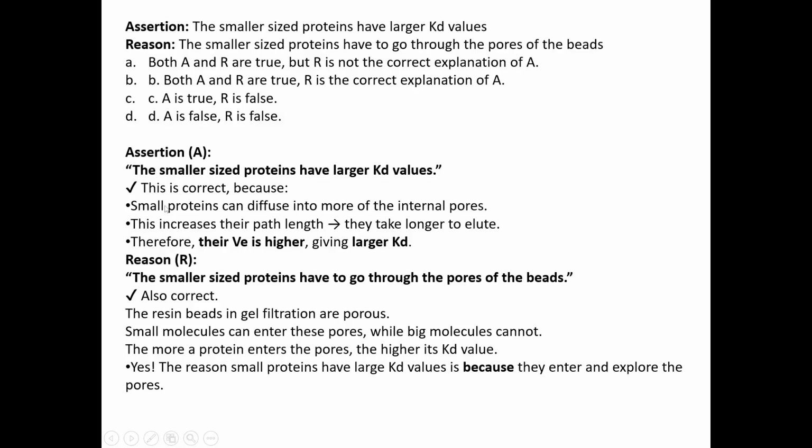So the small proteins can diffuse more into the internal pores, and this increases the path length and they take longer to elute. Therefore, their elution volume is also high, giving them a larger KD. And R is also correct because if the size is small, the proteins have to go through the pores of the beads. The resin beads in gel filtration are porous. The small molecules can enter these pores while big molecules cannot. So the more the protein enters the pores, the higher the KD value becomes. Therefore, the assertion is correct, the reason is correct, and the reason is correct for the assertion.